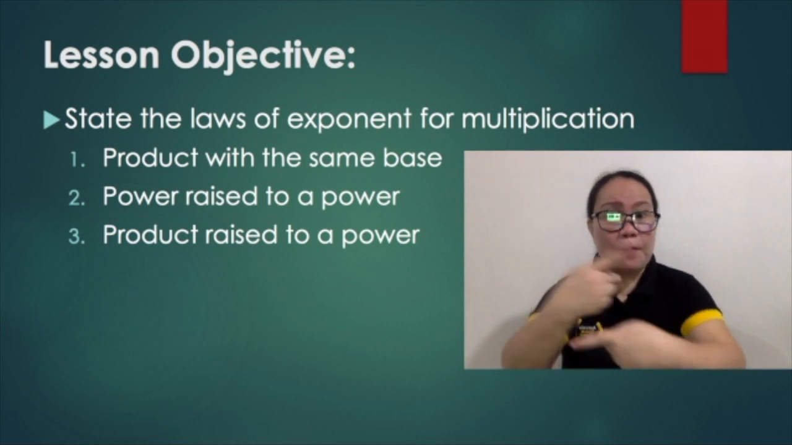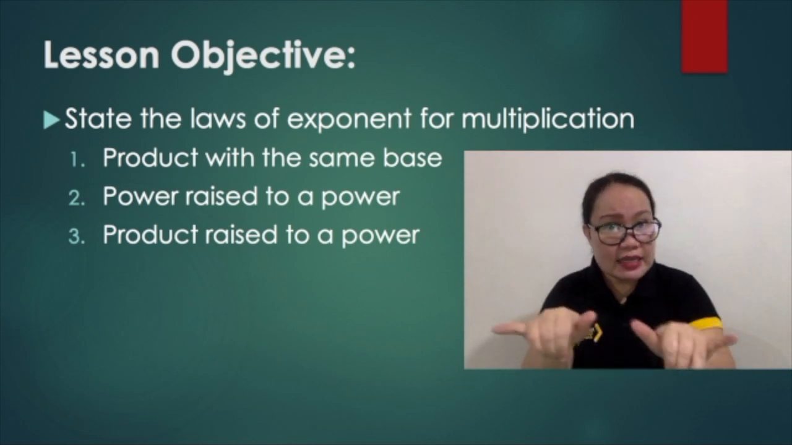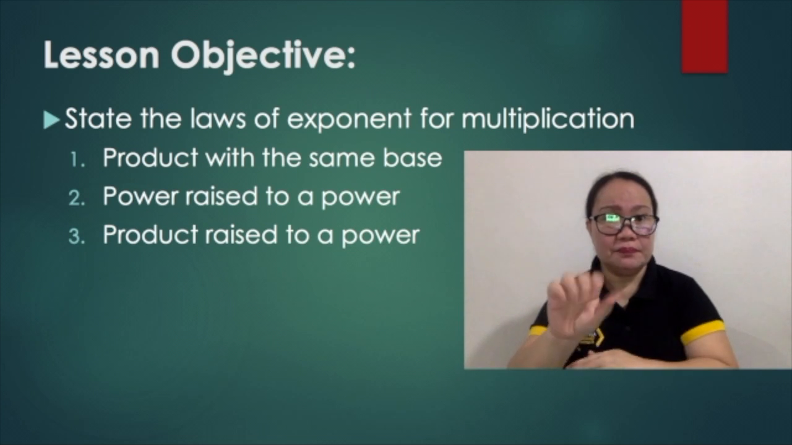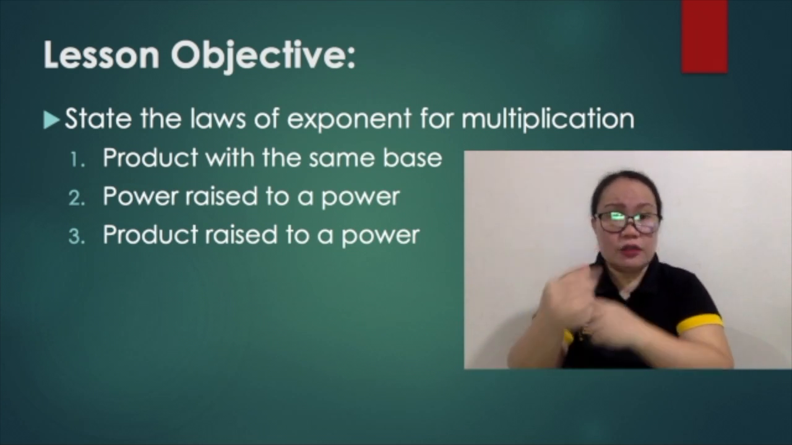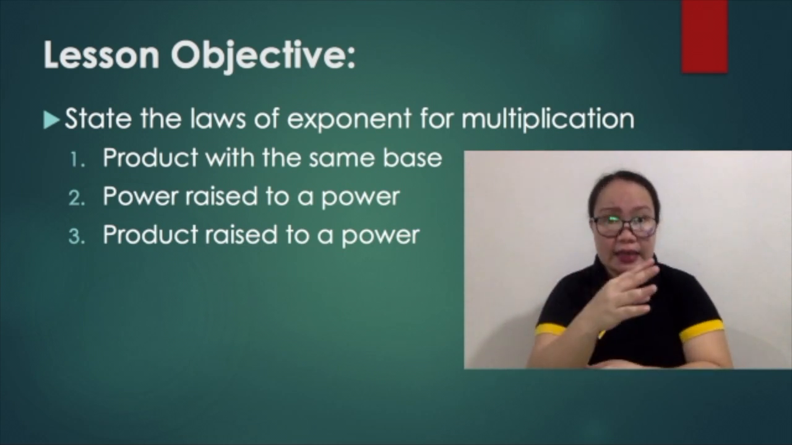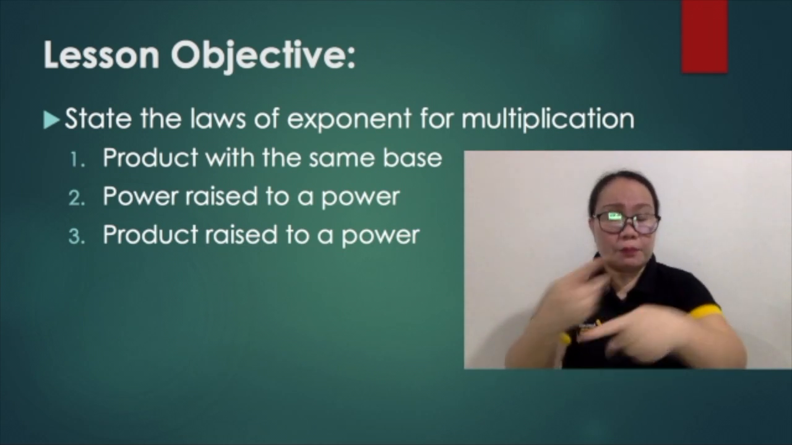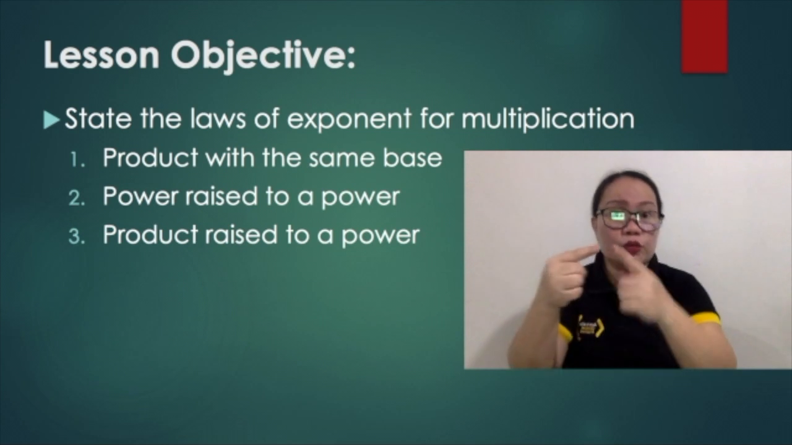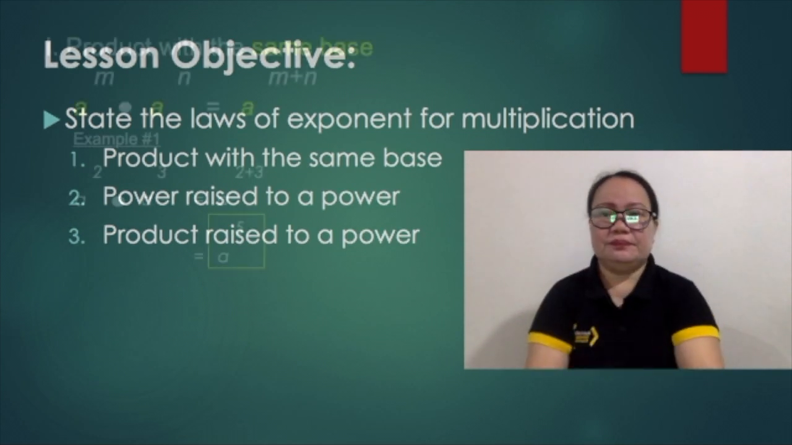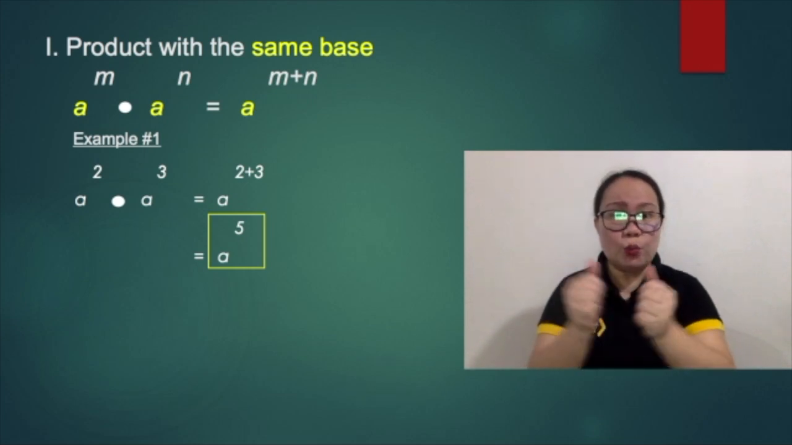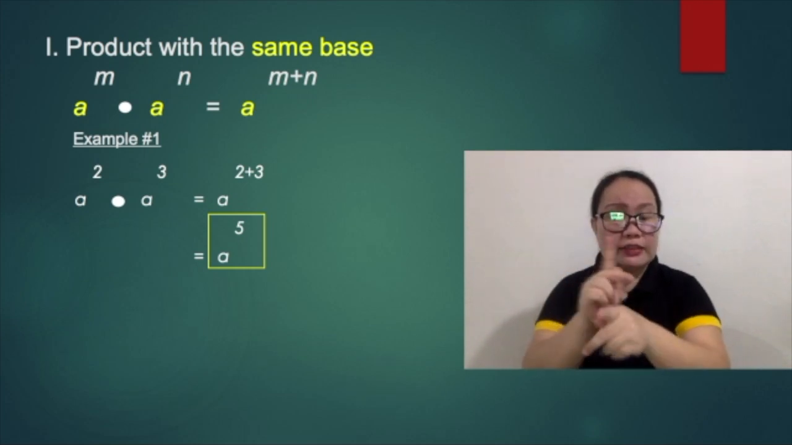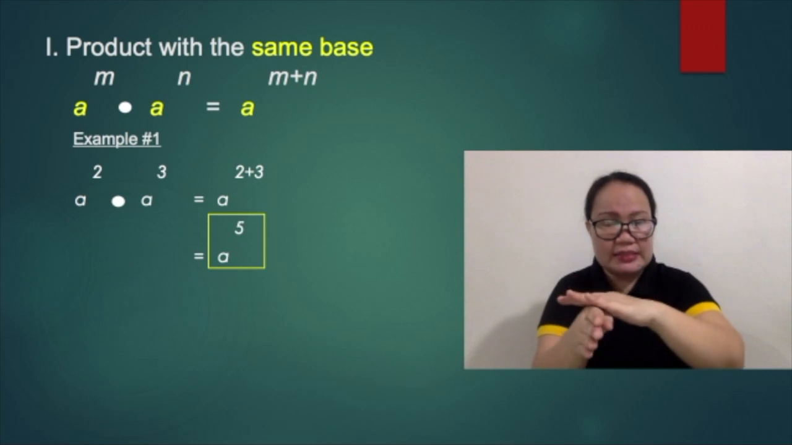Number 1, product with the same base. Number 2, power raised to a power. And number 3, product raised to a power. So let's begin with number 1, product with the same base.